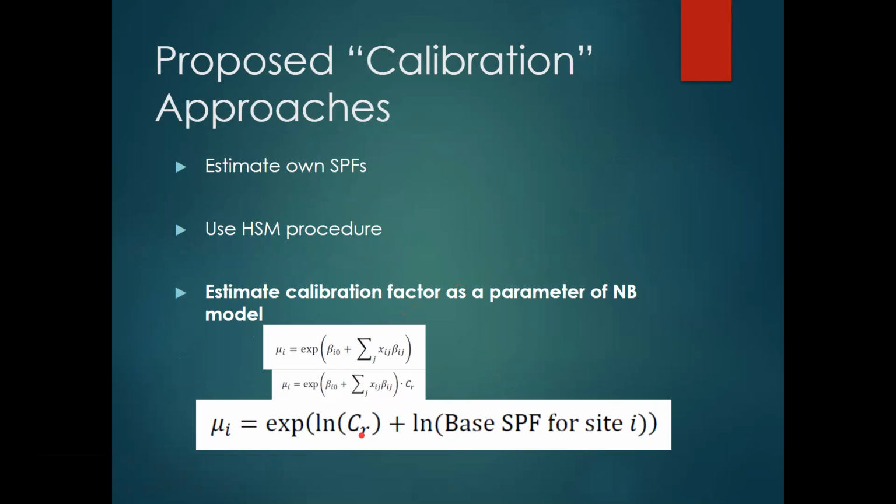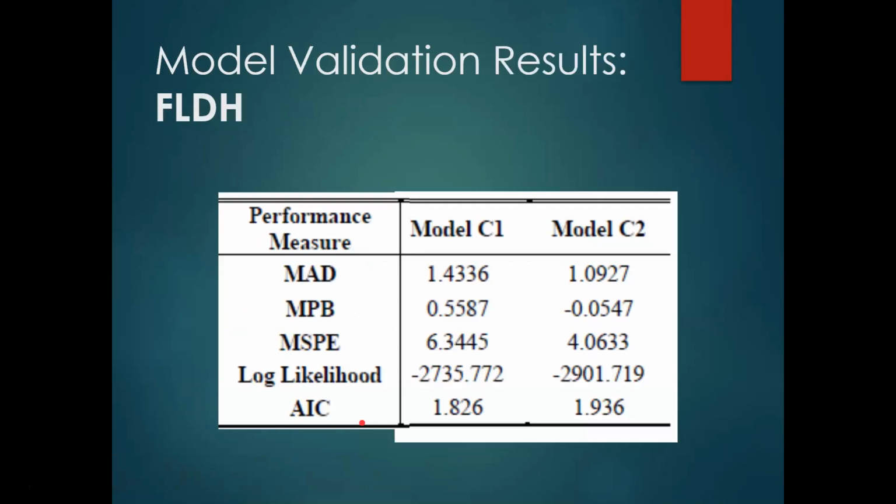So include that as a variable in the model. Just like you are learning to include variables in your model, ADT, ramp density, and whatever else you're including, they said include CR for each site as a variable. And what they ultimately found, looking at the prediction-based measures, the mean absolute deviation, mean prediction bias, and mean square prediction error, was that that procedure did not work as well as the HSM prescribed procedure.